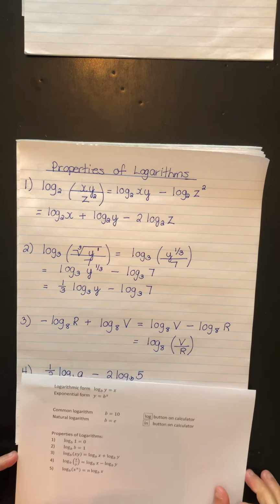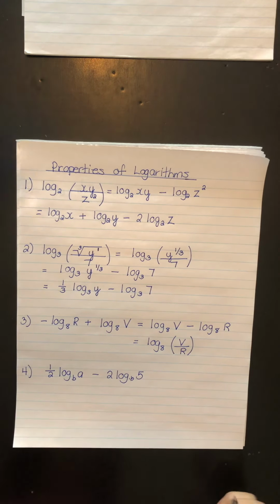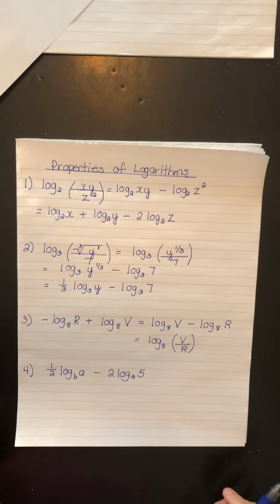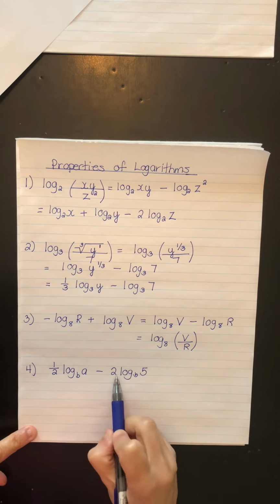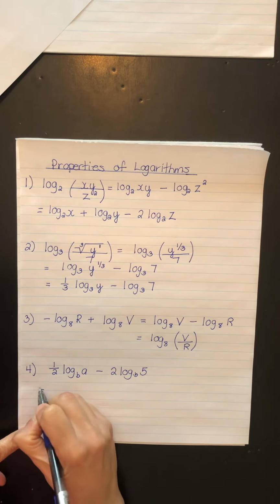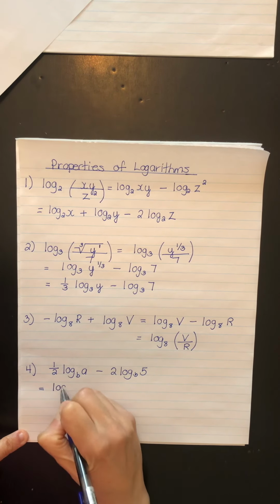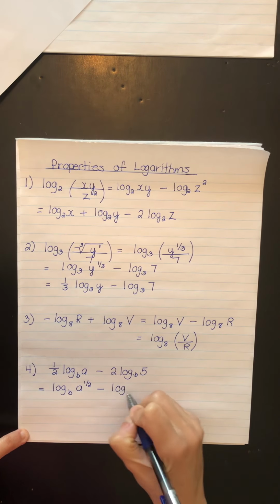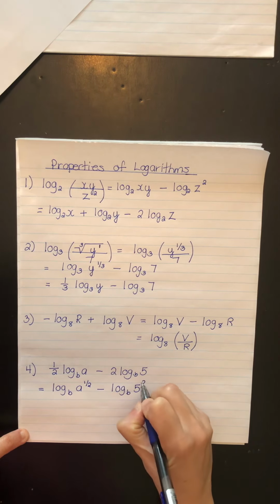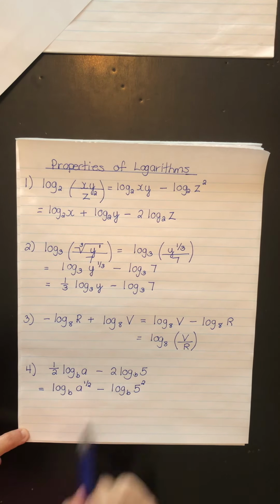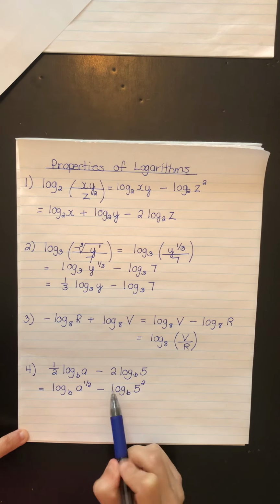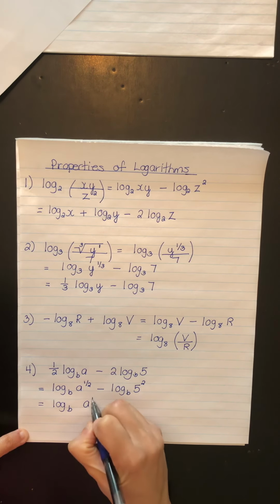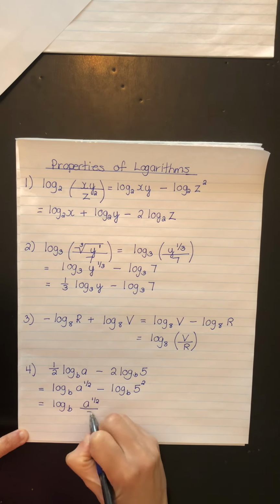And one more like this. It's important to note that before we use properties 3 or 4, we have to move these coefficients. So this then becomes a to the half. And here, 5 squared. Now that the coefficients are out of the way, we can use property 4 to write this as a to the 1/2 over 5 squared.